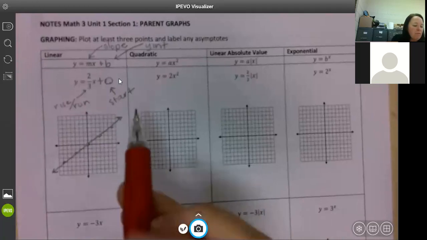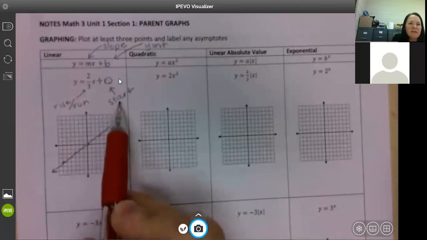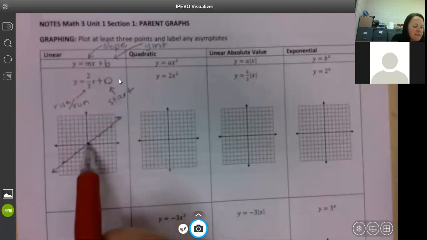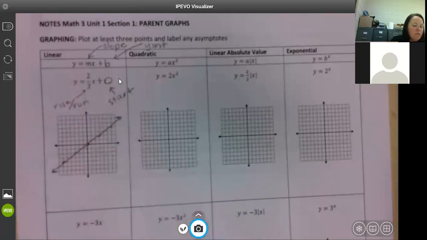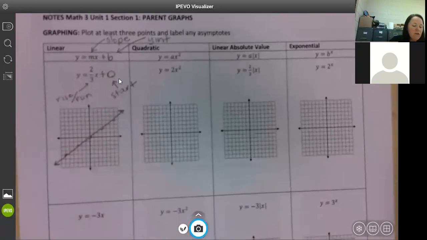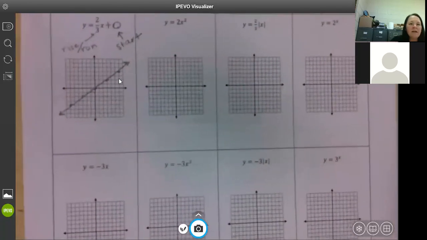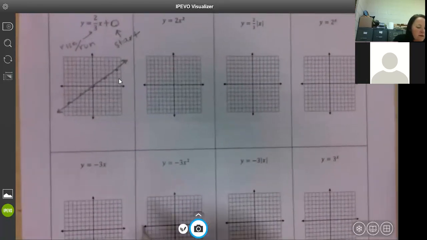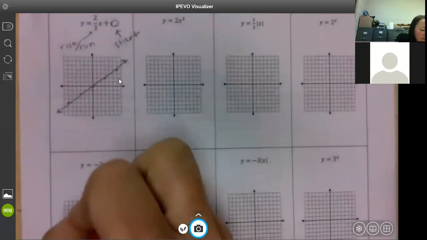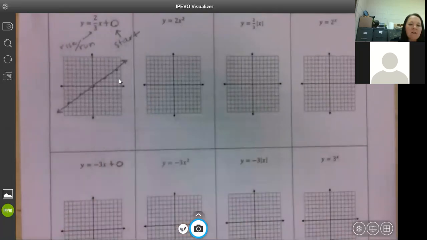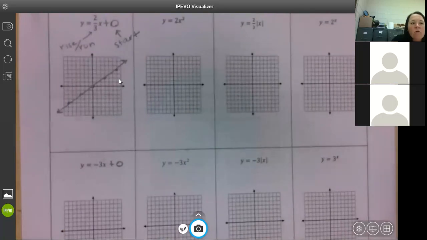So again, plus 0, that's where you start. It doesn't have a y-intercept. It has a y-intercept at 0. And then 2/3 is your rise over run. If you look at the next one, I'm going to try to keep that one up there while we're looking at this one. We have negative 3x plus 0 because there's nothing there. Okay. So where does this one start? Somebody unmute yourself and talk to me. Where does this one start? The origin. Yeah, the origin at 0, 0.